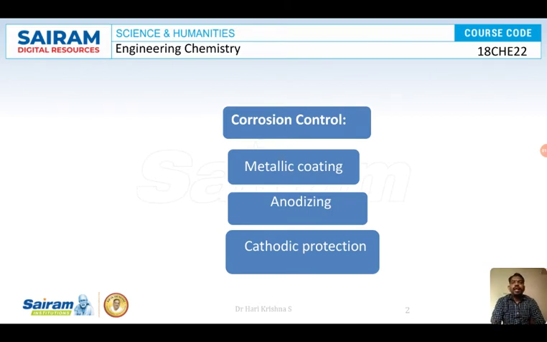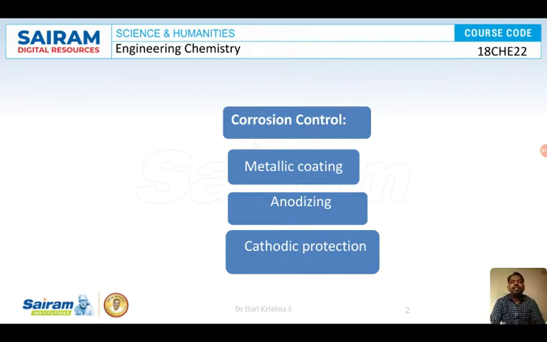Okay, so metallic coating. Depositing a layer of one metal on the surface of a base metal is called metallic coating. Coating a base metal with a metal is called metallic coating. What do you mean by base metal? The metal to be protected from corrosion, or the metal to be coated, is called the base metal.